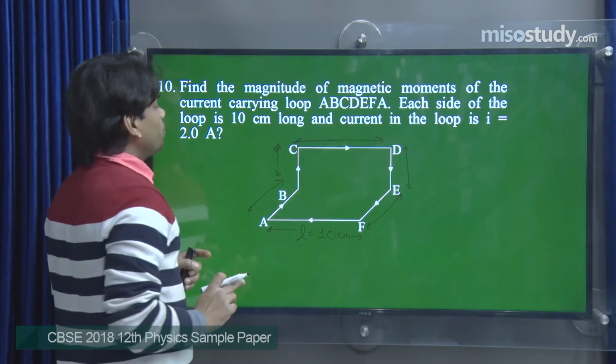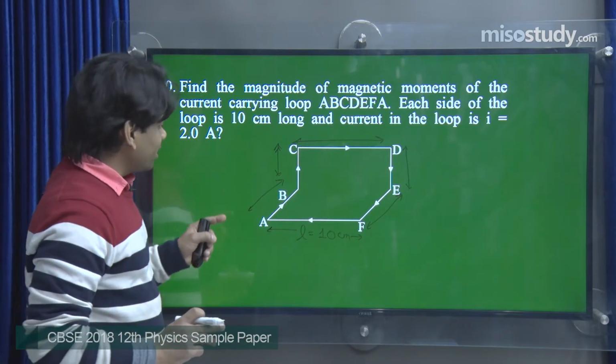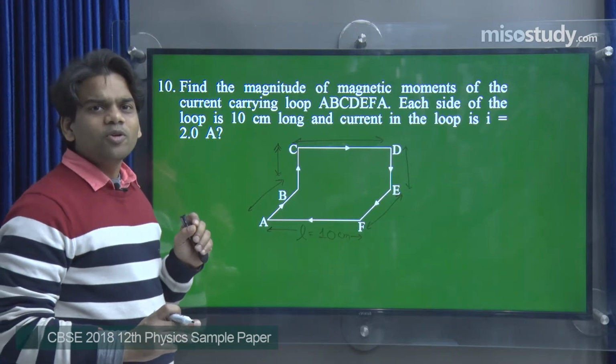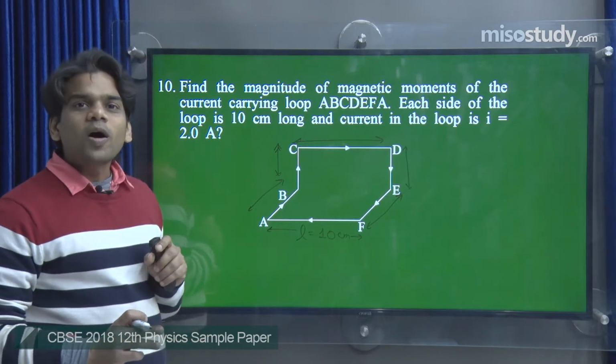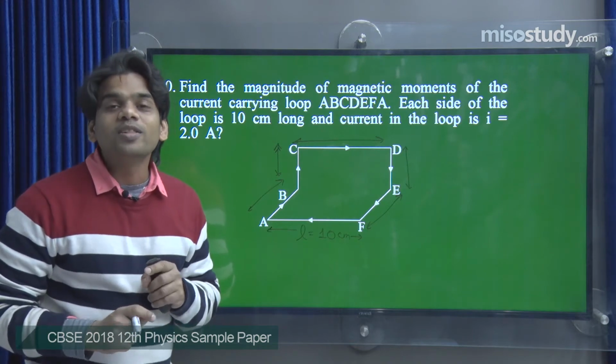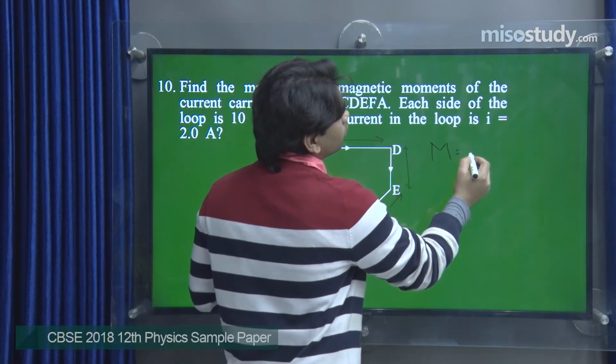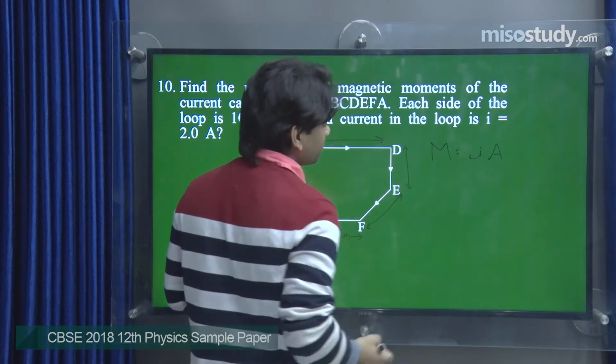And current in the loop is 2 ampere. Current in each segment will be 2 ampere. Now we have to find out the net magnetic moment. First of all, I would like you all to recall the formula for magnetic moment that was given as M is equal to I into A.